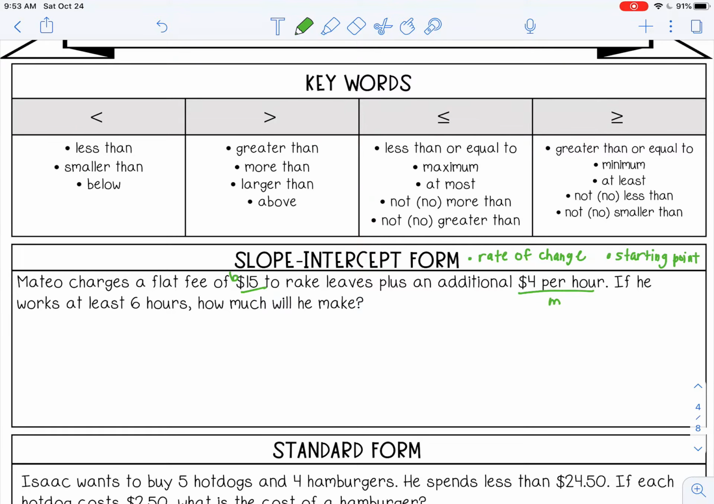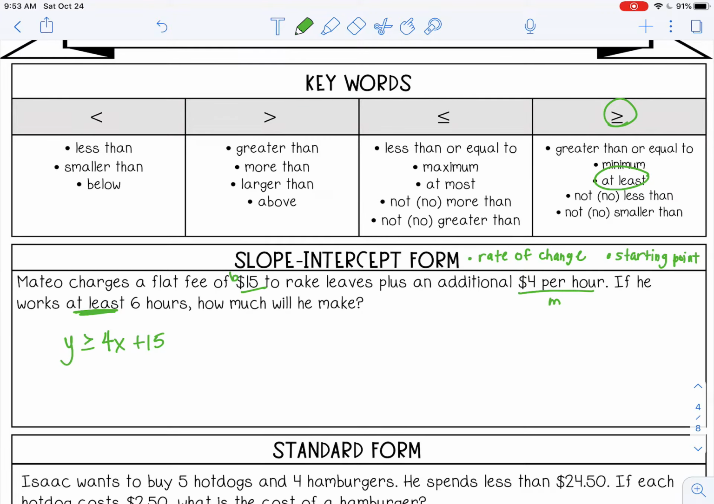If he works at least 6 hours, how much will he make? So this phrase, at least, is telling us which inequality sign to use. So let's write our inequality. So remember, it's usually y equals mx plus b, but this is an inequality, so it's going to be y. And then at least, that's greater than or equal to 4 per hour plus 15 flat fee. So that's our inequality.